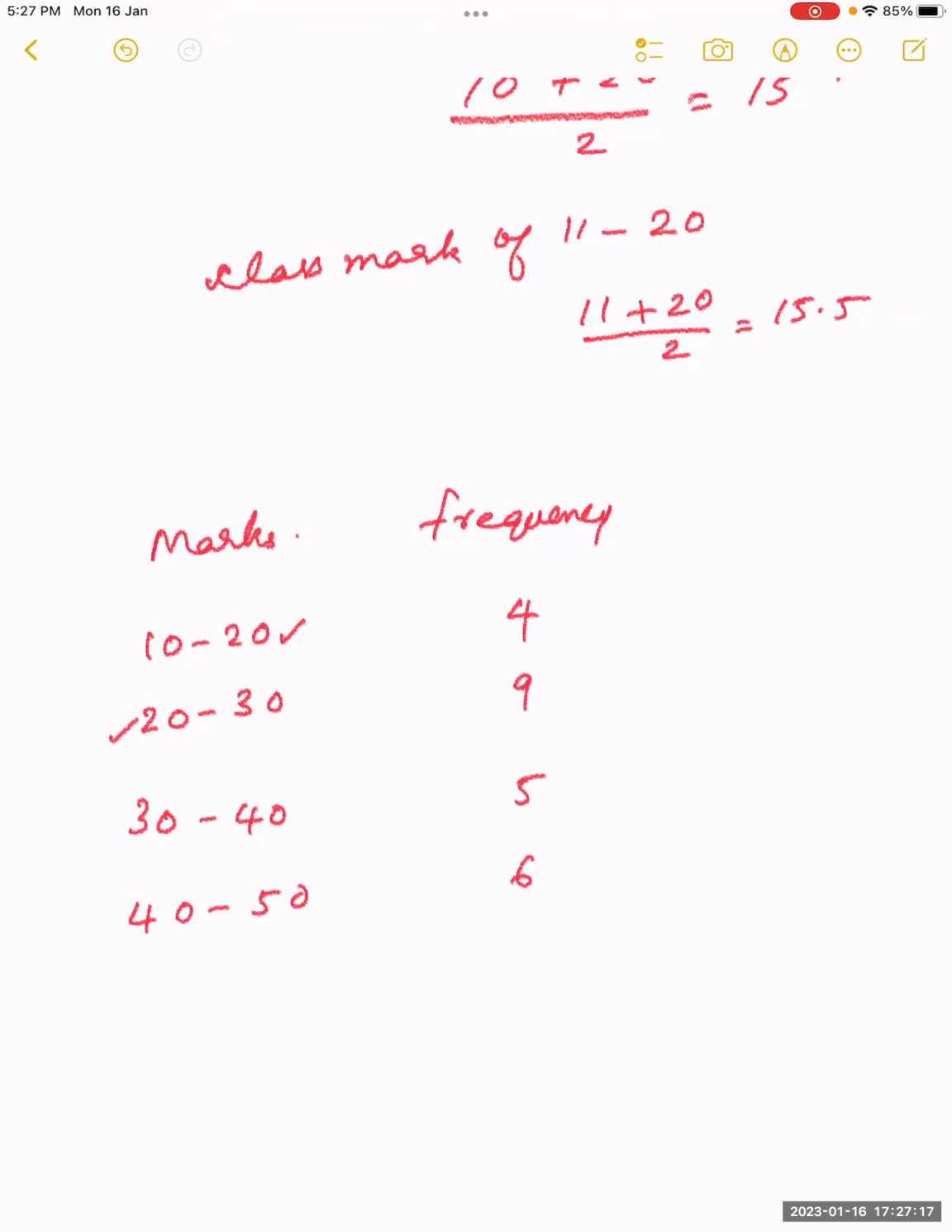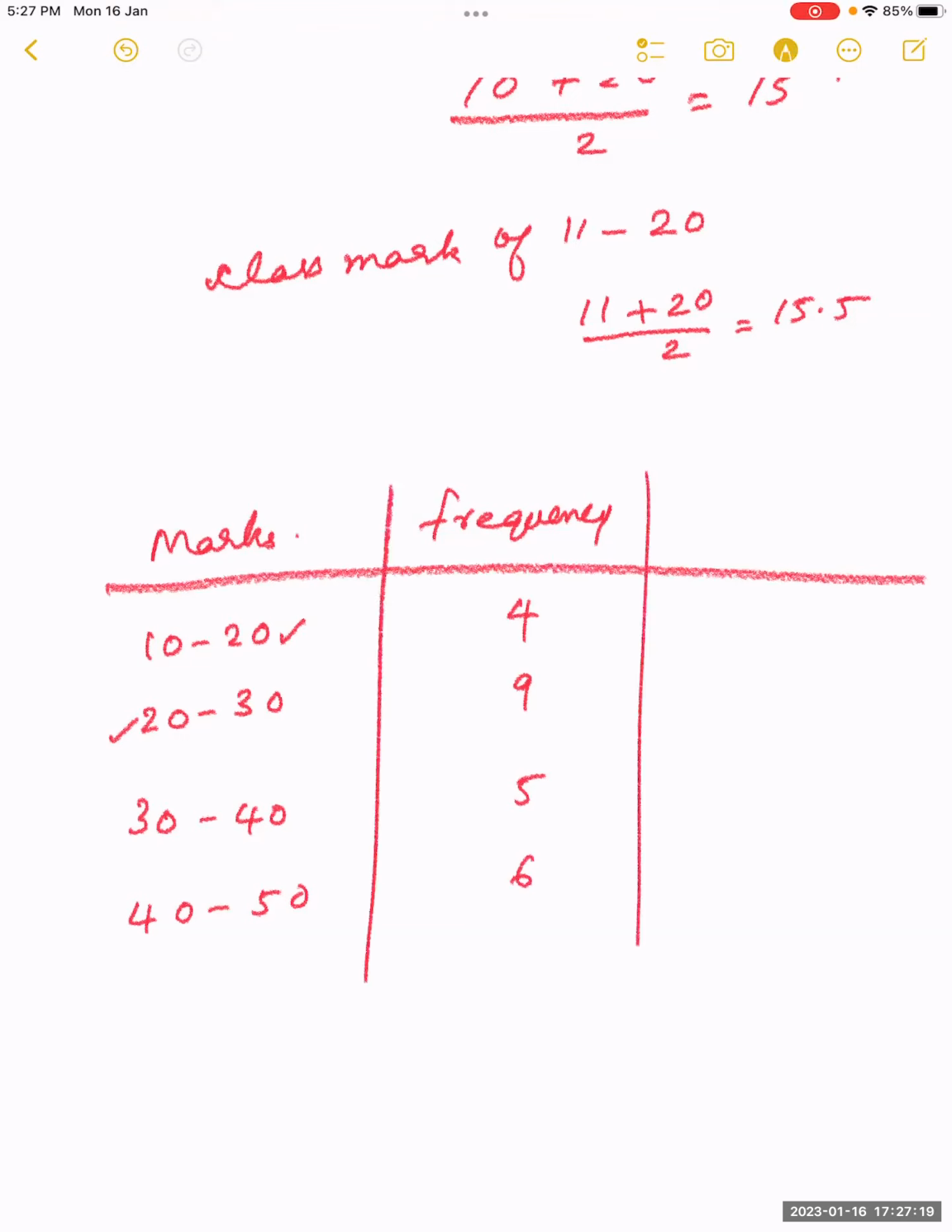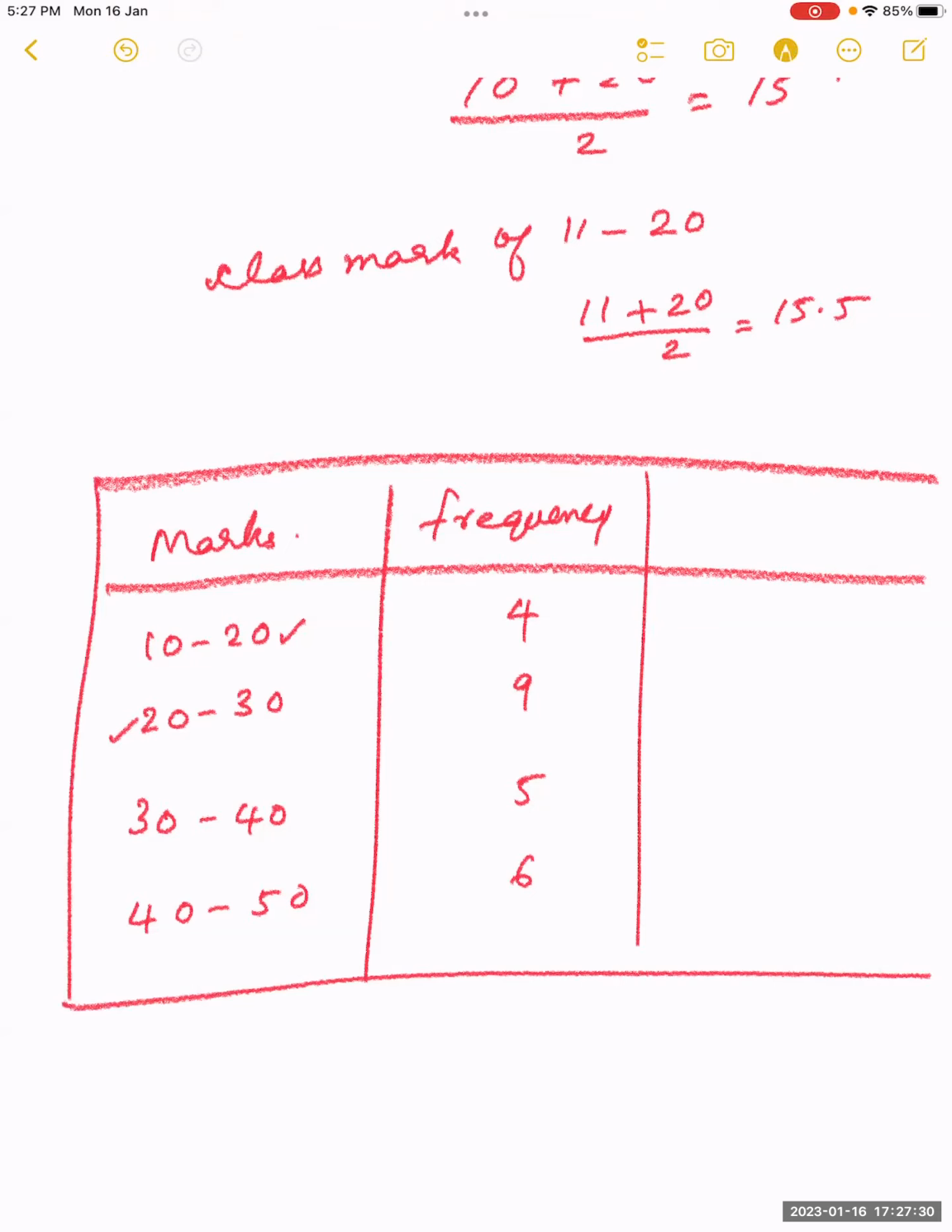This is the question. Now, they are asking you to calculate the cumulative frequency or make a cumulative frequency distribution. So the marks and frequency will be given to you and you are asked to calculate cumulative frequency. What you will do is add one more column and write cumulative frequency. What is it that you're doing in the cumulative frequency column? In the first row, from 10 to 20, what is the frequency?